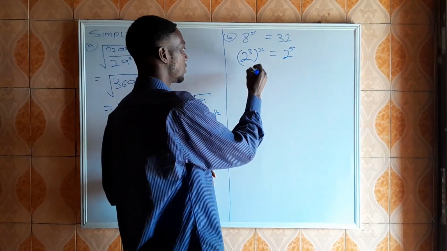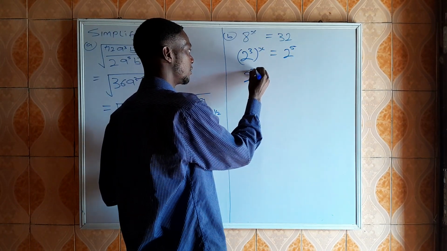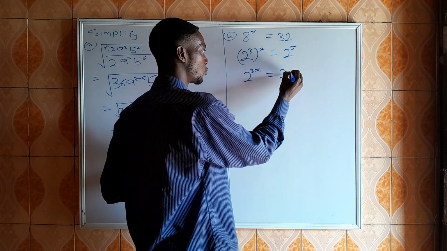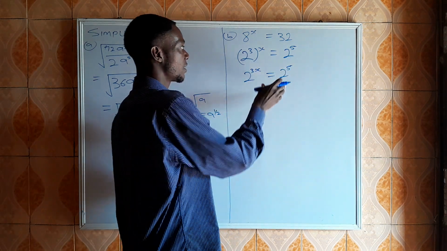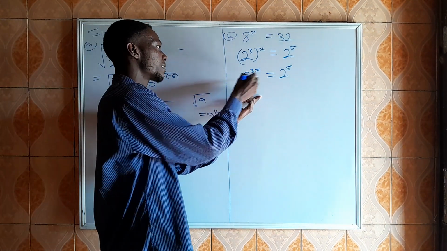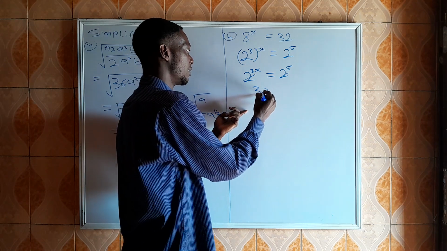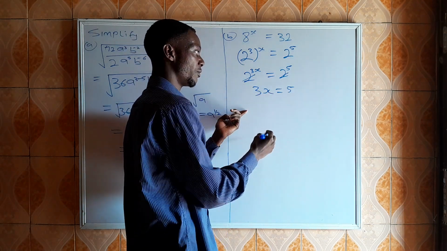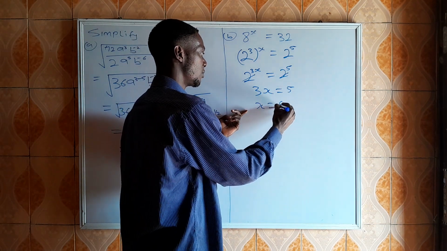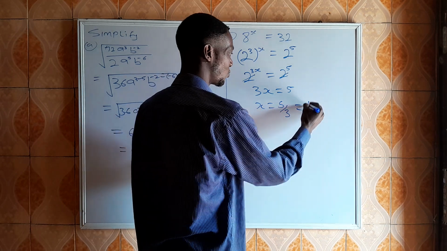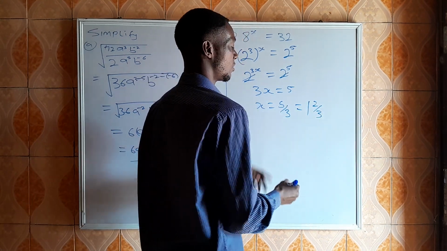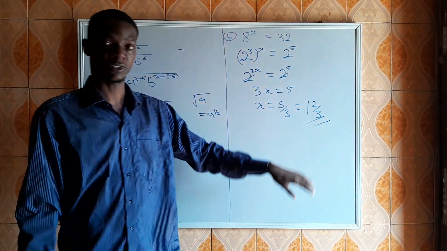So from here, we have 2 raised to power 3s equals 2 raised to power 5. And the base can cancel each other. So we have 3s equals 5. And s will be 5 divided by 3, which is 1 and 2 over 3. And we also have this for the expression too.